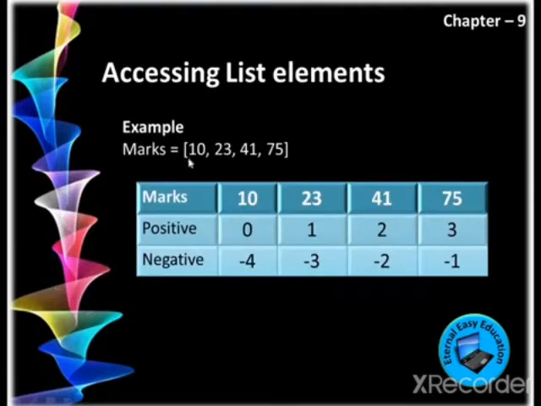Here, marks equal to 10, 23, 41, 75 within square bracket. You must remember this. Square bracket is important because this square bracket alone indicates that it is a list. So 10, 23, 41, 75 are the elements. Positive index means it is 0, 1, 2, 3. If it is negative, it must start with the last element, -1, -2, -3, -4. The same you learnt for string also.